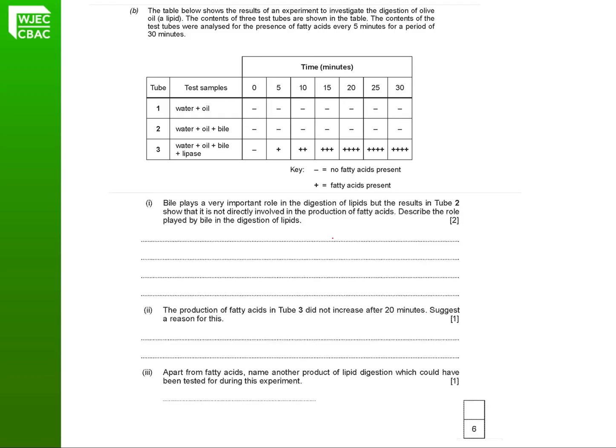So if we go back to question 2, the production of fatty acids in tube 3 did not increase after 20 minutes. Suggest a reason for this. So you've got 2 possible options here. You can either say that all the oil has been digested. Okay, so there's no oil left to digest, so obviously we wouldn't then see any more fatty acids. Or you can say that the enzymes are working as hard as they can, but you're better off really saying that all the oil has been digested or broken down.